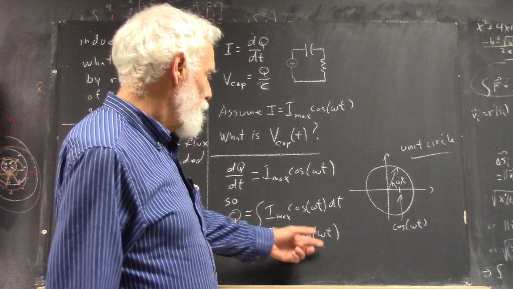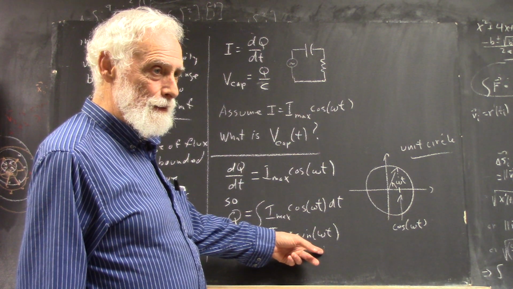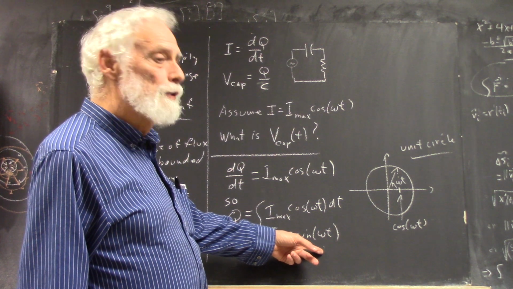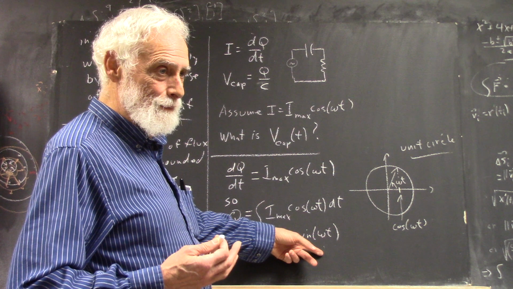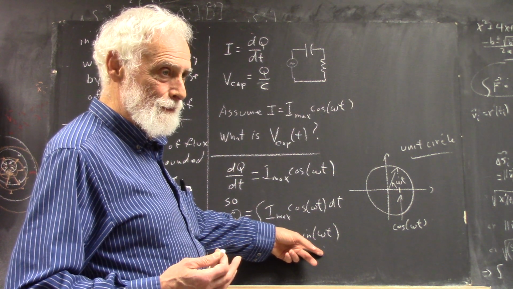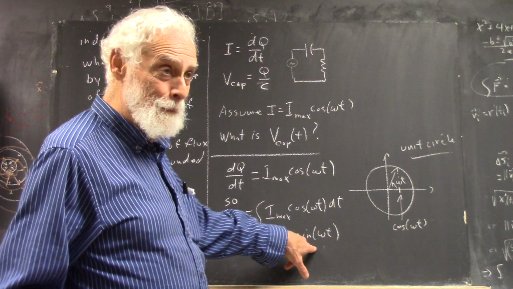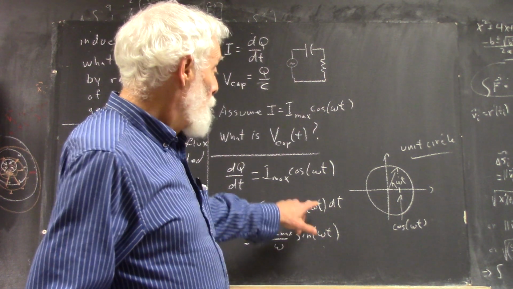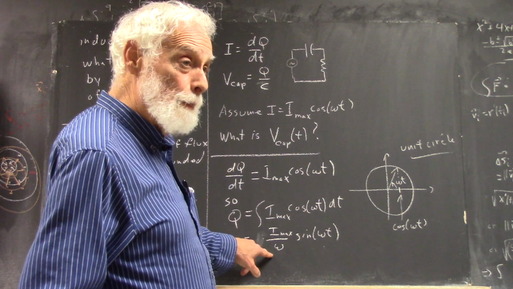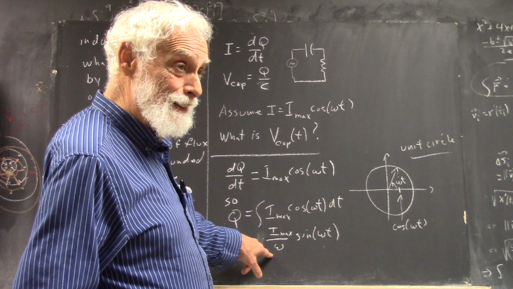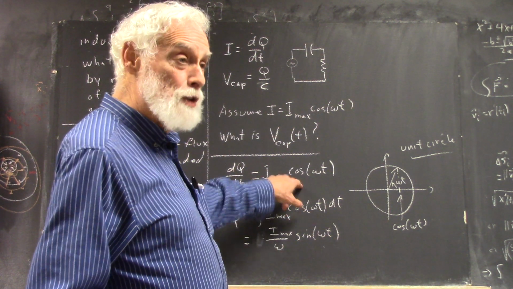If you take the derivative of the sine of omega t, what do you get? That's the derivative of cosine. What's the derivative of the sine of omega t? It'd be negative omega cosine of omega t, right? Not negative, but I screwed you up by putting the negative there. It would be omega cosine of omega t, right? And if you multiply that by I max over omega, what do you get? You get I max cosine of omega t. So you just check.